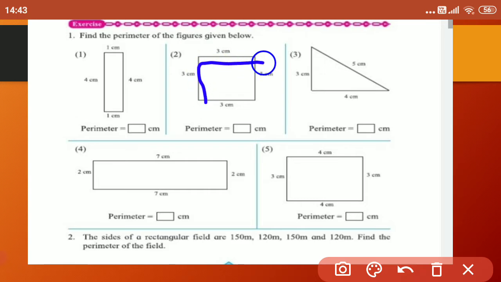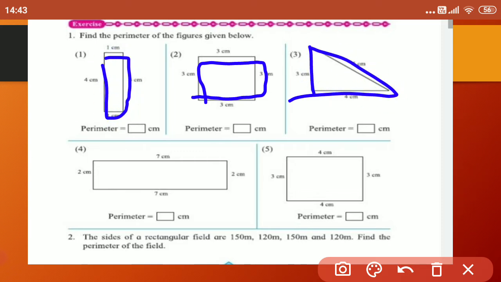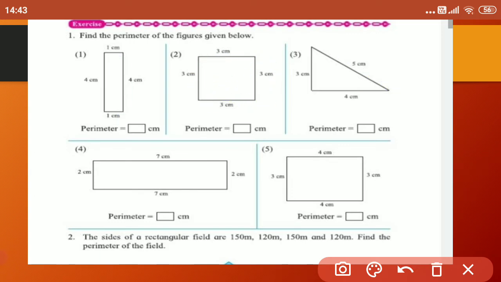This is called the perimeter. Perimeter means the boundary. Calculating how long the boundary is, that only is called the perimeter. So if the length is given, we can easily find the perimeter. Now see here, in the second one, here it is 3 centimeter. Again here 3 centimeter, 3 centimeter, 3 centimeter. So what will be the perimeter? Add all the 3.